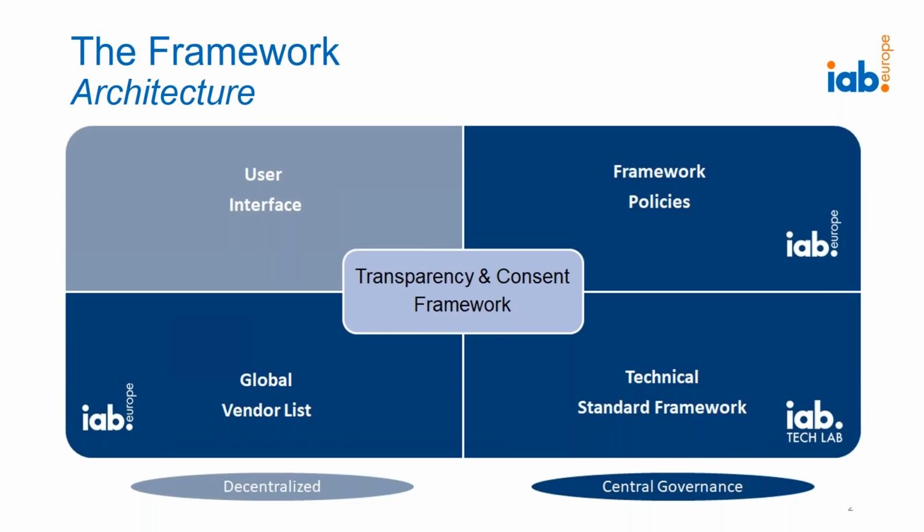It's got the global vendor list, which is that pool of vendors on whom publishers and other suppliers of online services can draw. It has the technical standard or protocol, which is the standardized way of communicating about the vendors and the legal bases and the data processing purposes. And then there are the framework policies. So they're kind of the rules of the road.